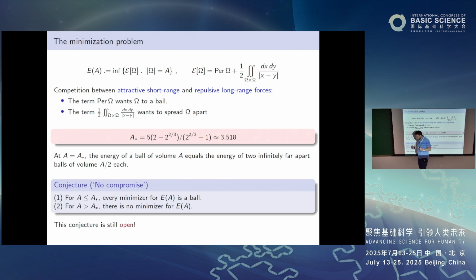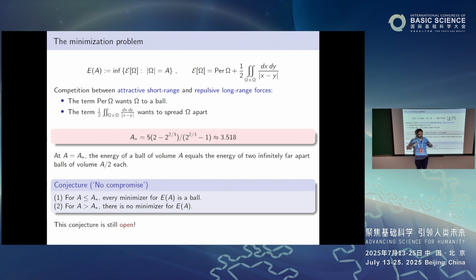Okay. Now there is something that I'd like to call the no compromise conjecture. And the no compromise conjecture says that there is a fixed value. Below that value, the perimeter has its way, meaning it makes the set a ball, and above that value, the Coulomb term has its way, so it completely spreads things apart, so there is no minimizer. Okay, so I'm calling this the no compromise conjecture because it's not that these two terms can find some compromise arrangement.